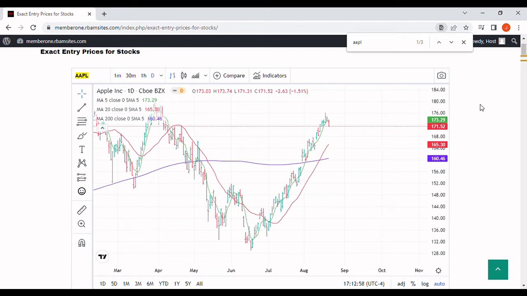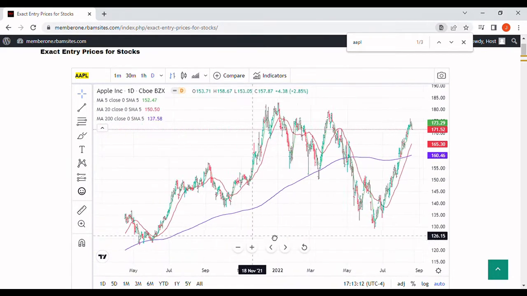We're going to do a brief video on AAPL, Apple stock. We're looking at a daily chart for Apple, and we've got three moving averages on there. The green is 5-day, the red is 20-day, and the blue is 200-day moving averages. Let's take a look real quick and see what's going on with Apple.